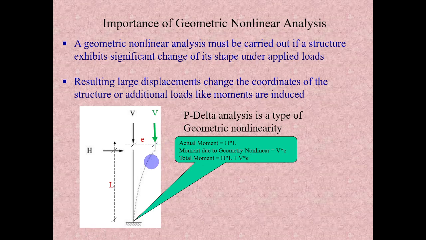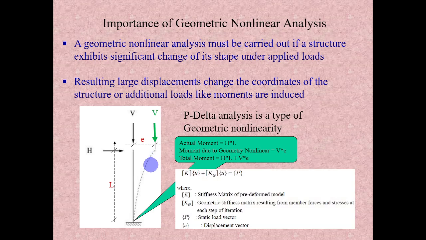So in a computer program, how is it accounted for? In a computer program, usually we have K, the stiffness matrix, u, the deformation matrix, and P, the external load matrix. In addition to this, Kg is the geometric stiffness matrix resulting from the member forces and stresses at each step of iteration.